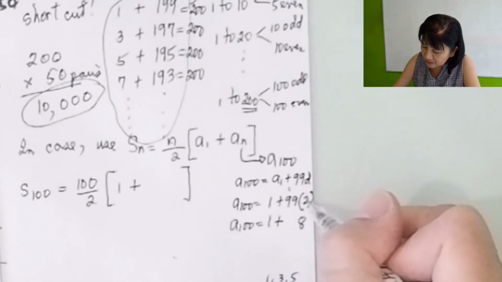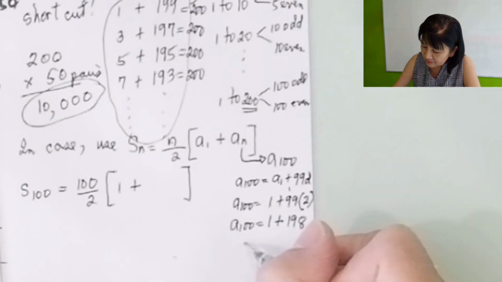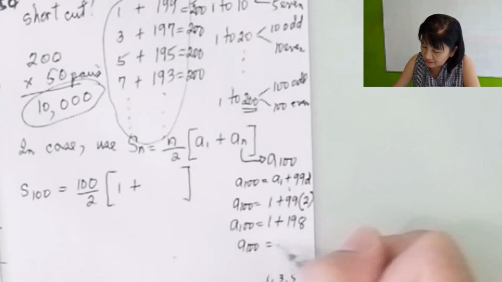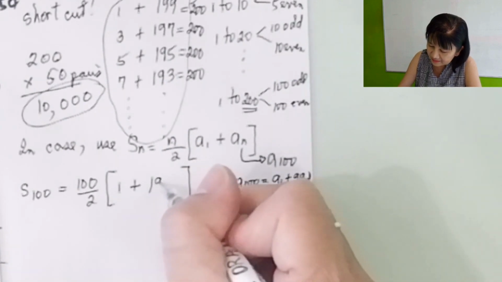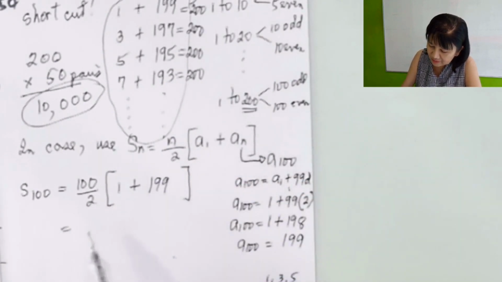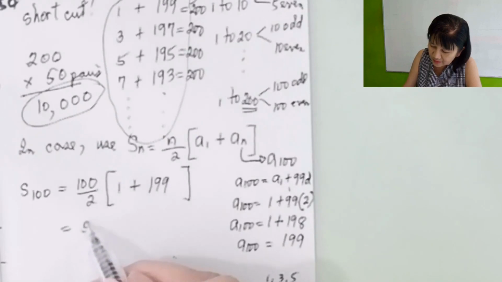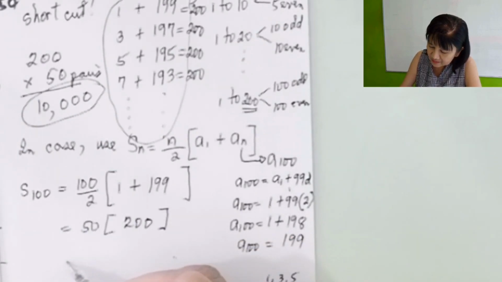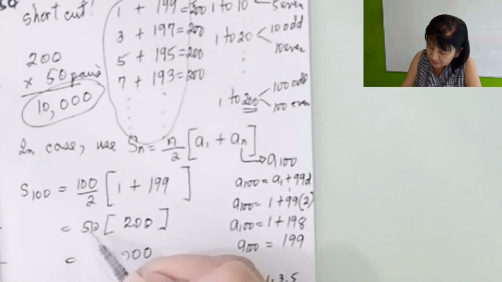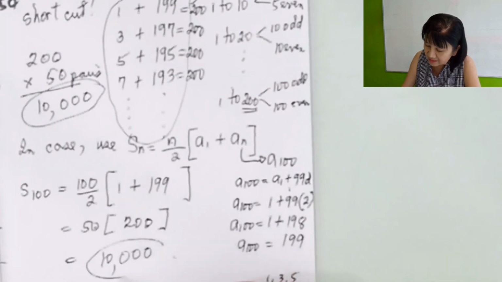9 times 2, 18, carry 1. 9 times 2, 18 plus 1, 198. So the 100th term is 199. There. So this is now 100 over 2 is 50 times 200. This will give you 1, 2, 3, 3 zeros. 5 times 2 is 10, 10,000.